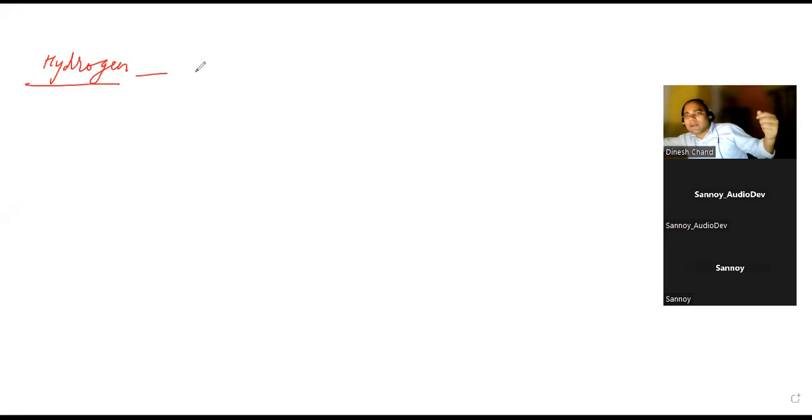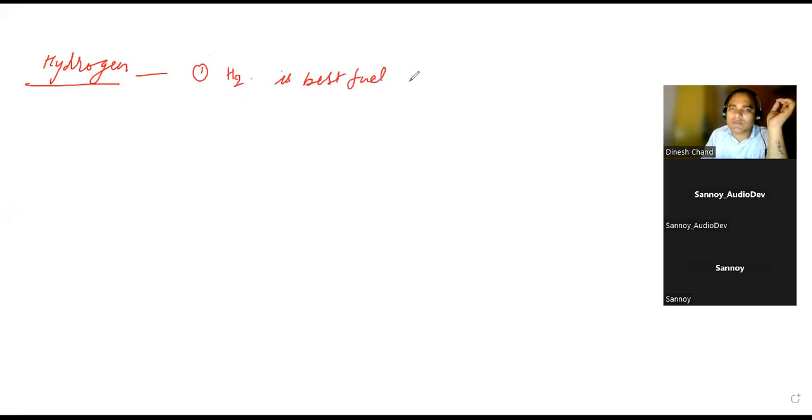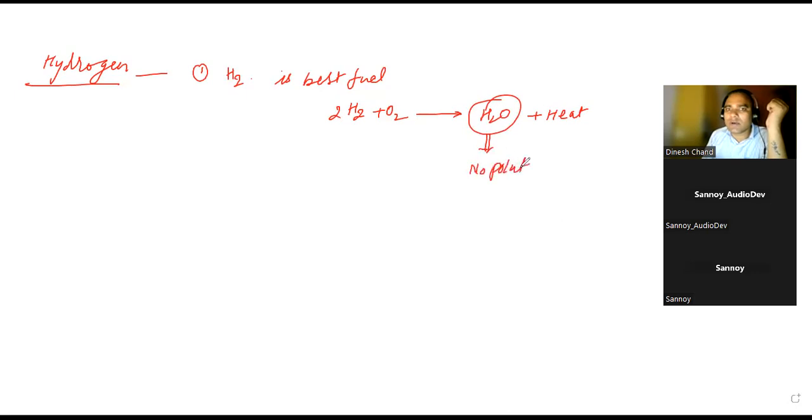First, why is it kept in the syllabus? There are some reasons why it is kept. First one is that H2 is the best fuel. Why is it the best fuel? Because when it burns in the air, the side product is H2O and heat. This H2O is pollution free. It is not going to cause any pollution. That is why nowadays everybody is trying to switch, in terms of energy, towards the hydrogen economy or hydrogen fuel, right?